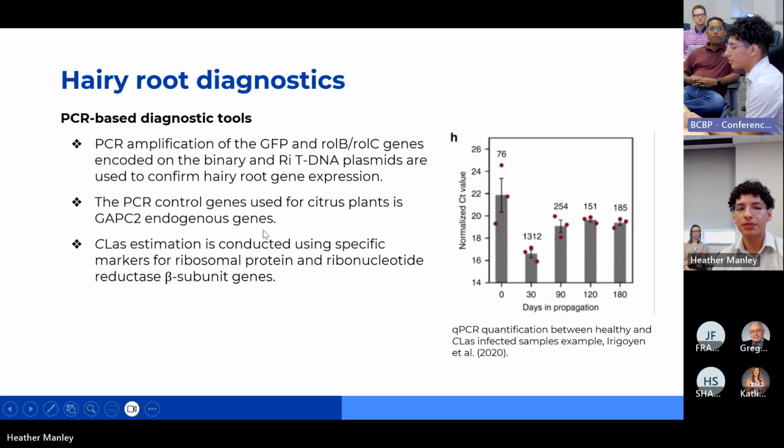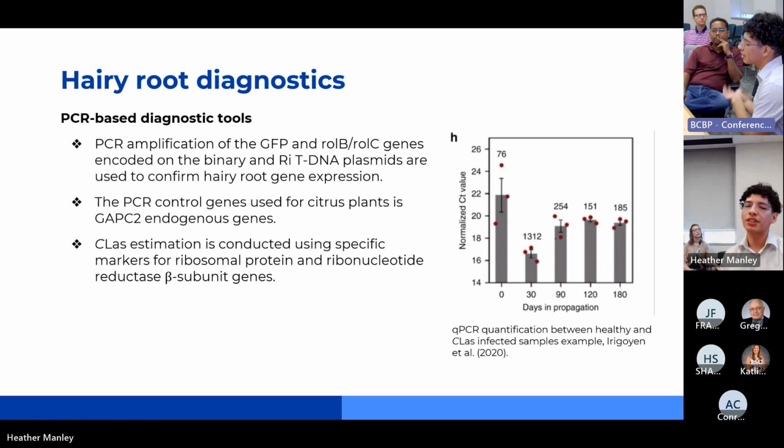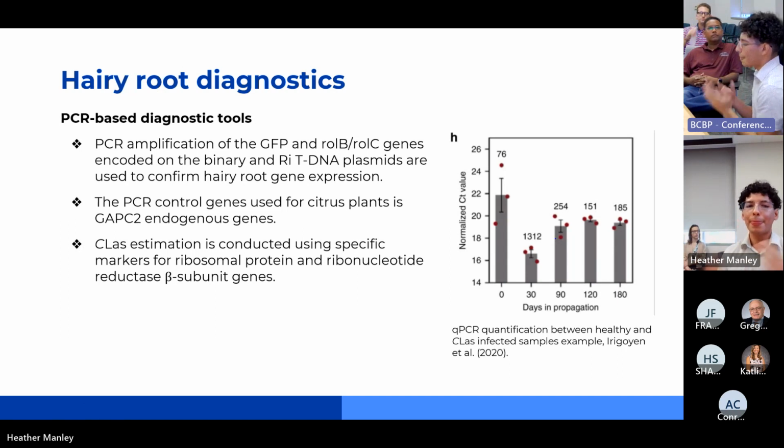Our control genes that we use for the plant are the GAPC2 endogenous genes. These are basically just controls that we measure to compare and contrast between our values in transgenic material and non-transgenic material. And other than that, we use specific markers for ribosomal proteins, and we also use the ribonucleotide reductase beta subunit genes. This is for CLAS estimation. So we have our root-inducing genes and our CLAS. We can use qPCR to quantify measures for both of those.